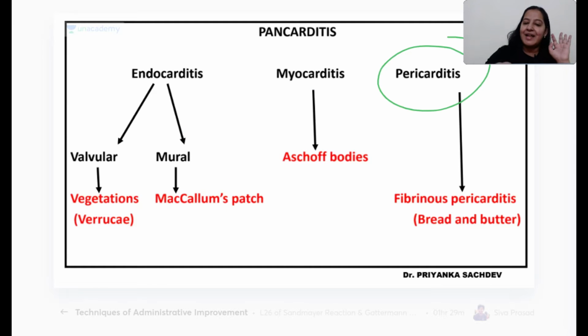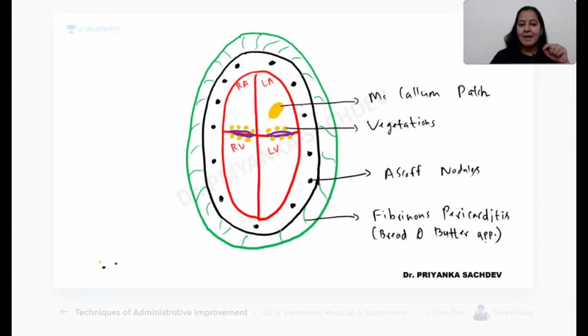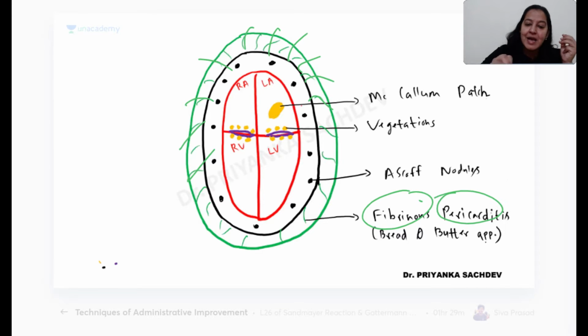Coming to the last thing, pericardium. What will happen in the pericardium? Pericarditis. So in this diagram, you can see what will happen in pericarditis. Look at the outermost layer, green colored. I have drawn threads inside it. Can you see? Thready. So instead of watery fluid, the fluid becomes thready. It becomes fibrinous. So there is fibrinous pericarditis.